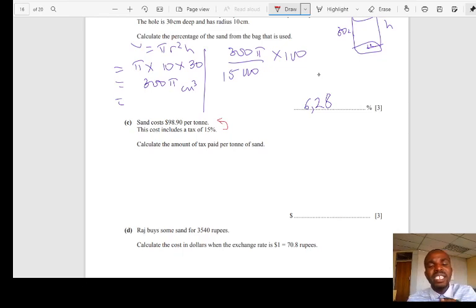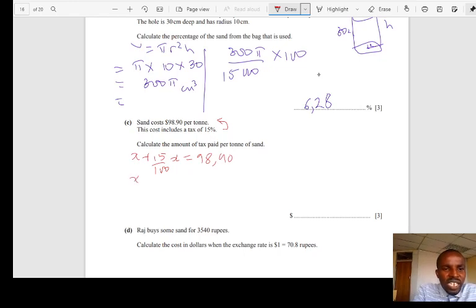So remember, tax is calculated based on the original cost, not on this cost after we've added the tax. Please take note of that. So in this case, the original amount is not known. You can call it x. So you can say x plus 15% of x is equal to 98.90. But this one is inclusive.